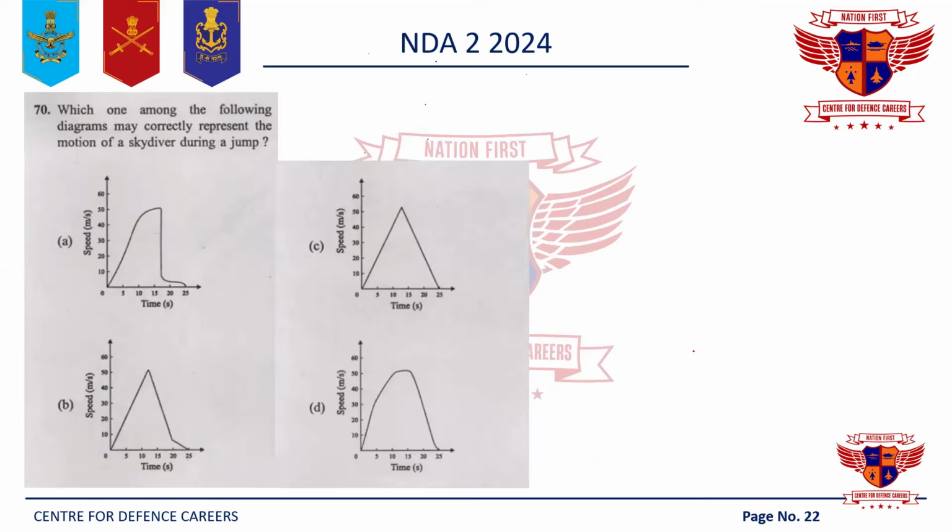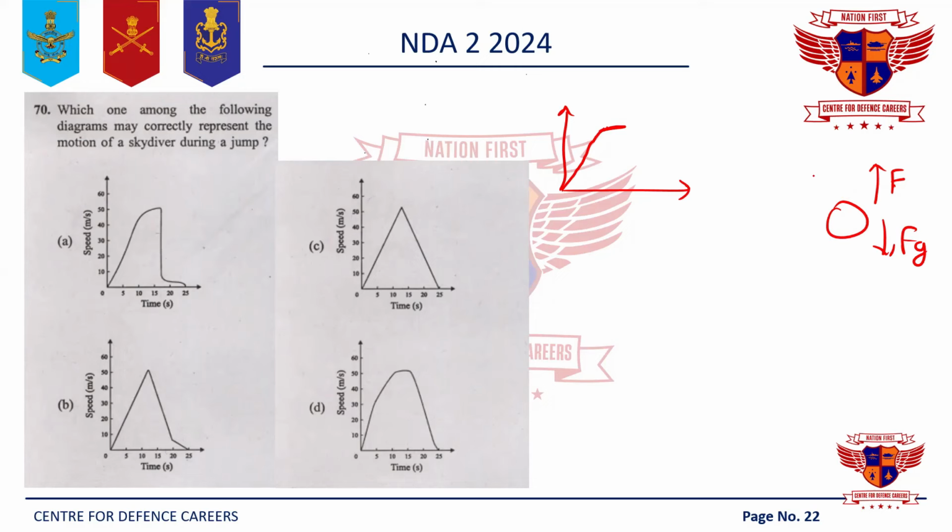We have, which of the following diagrams correctly represents the motion of a skydiver jumping? Okay. So when the skydiver initially falls down under acceleration due to gravity, his speed will continuously increase. Now, after a certain time, the skydiver will achieve terminal velocity. During terminal velocity, let's assume this circle is the skydiver, the frictional force due to air drag and the gravitational force will balance each other out and the speed will not further increase. So here we should see a plateau.